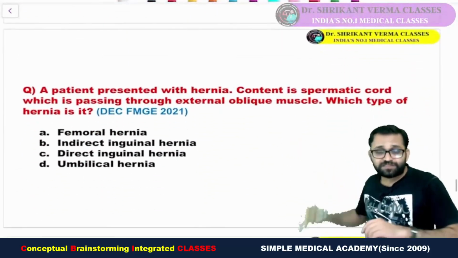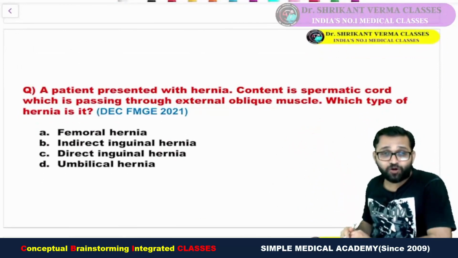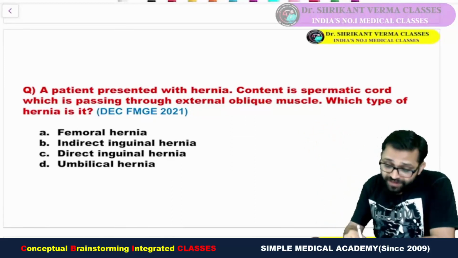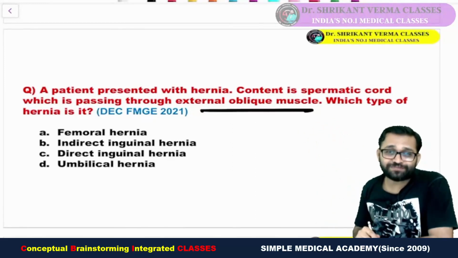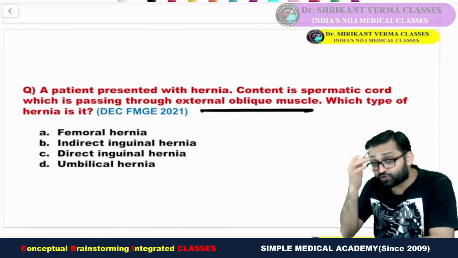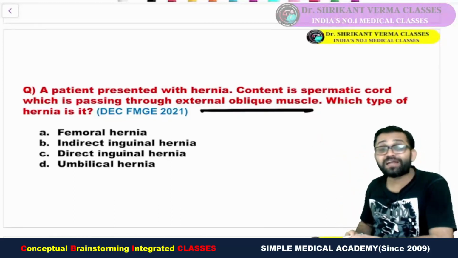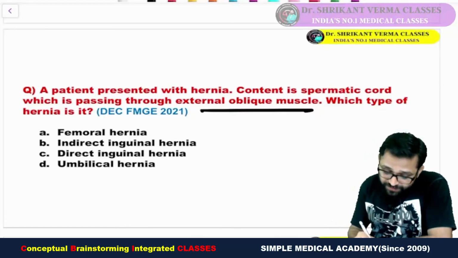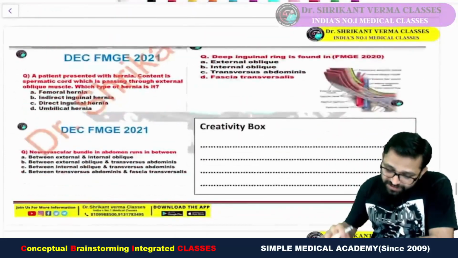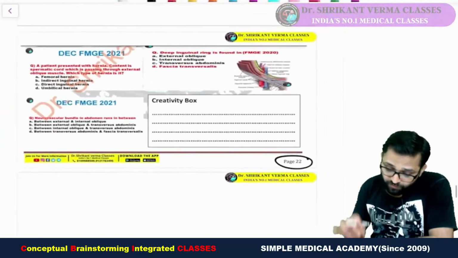Yes, FMGE 2021, again it is the topic of the hernia related with anterior abdominal wall. A patient presented with a hernia, content is the spermatic cord which is passing through the external oblique muscle, outside the muscle. So it is coming from the external oblique, not through the fascia transversalis part, directly it is coming out. That's why you will say this is a direct inguinal hernia. Getting the point? Now try to understand all these things we discussed at page number 22, so you can focus on all this.